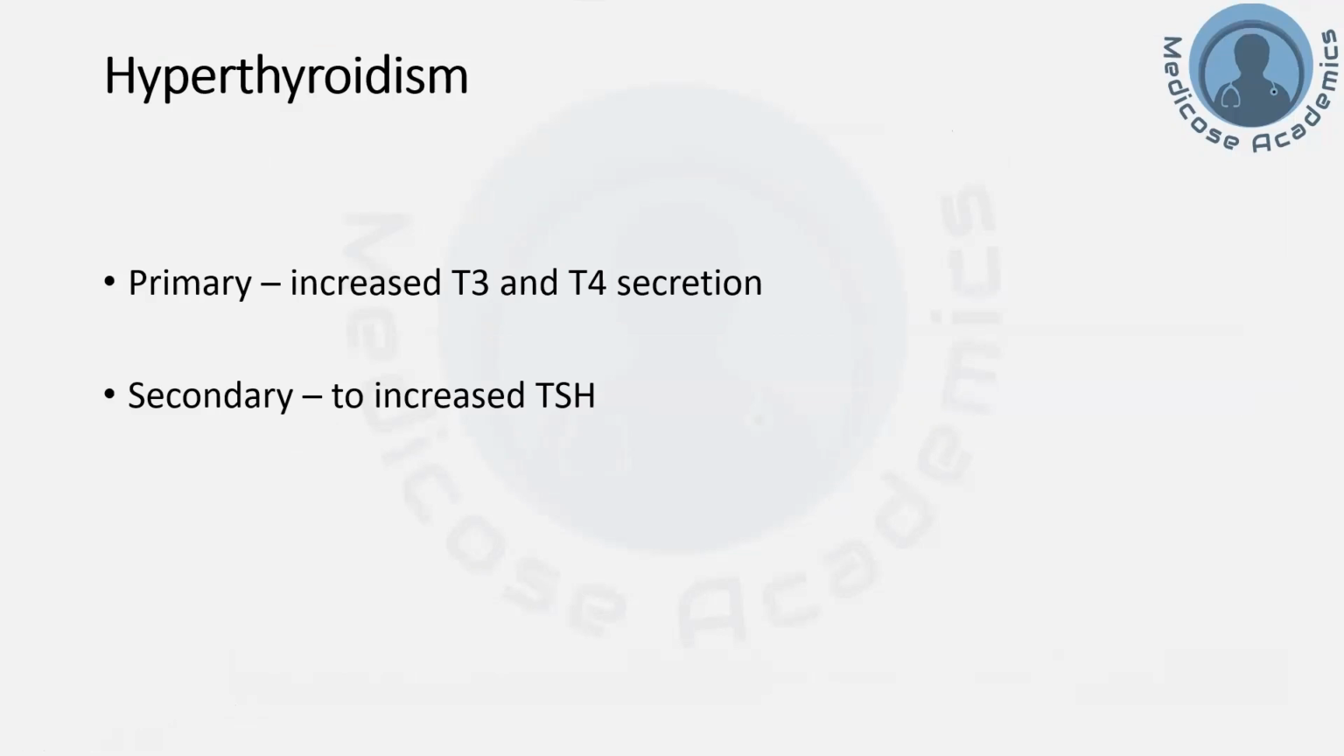So now hyperthyroidism can present as a primary disease or a secondary disease. Primary disease means that the problem lies at the level of the thyroid gland itself, and it is producing increased amounts of triiodothyronine and thyroxine. Secondary means that the problem is not actually at the level of the thyroid gland. It is at the level of the anterior pituitary. It is producing more and more thyroid stimulating hormone, which in turn stimulates the thyroid gland and increases the production of T3 and T4.